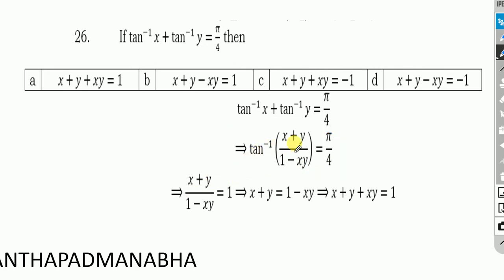So that implies (x plus y) by (1 minus xy) is equal to tan pi by 4, which is 1. Therefore (x plus y) by (1 minus xy) equal to 1 means x plus y is equal to 1 into (1 minus xy), which is 1 minus xy. Taking this to the left hand side, x plus y plus xy is equal to 1. X plus y plus xy is equal to 1 is in option A. So therefore option A is correct.